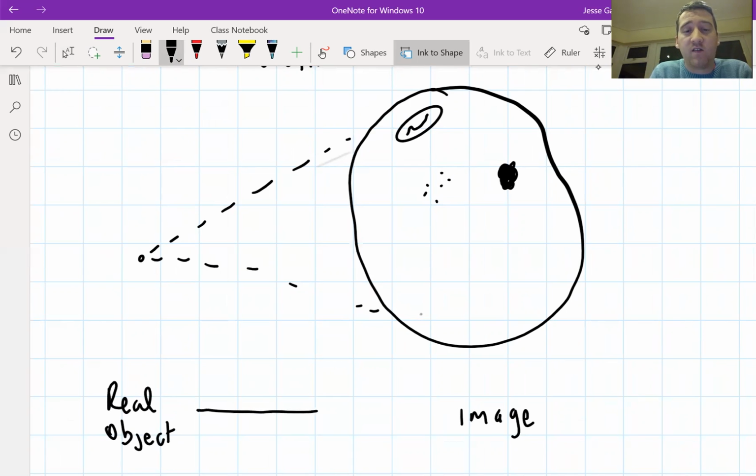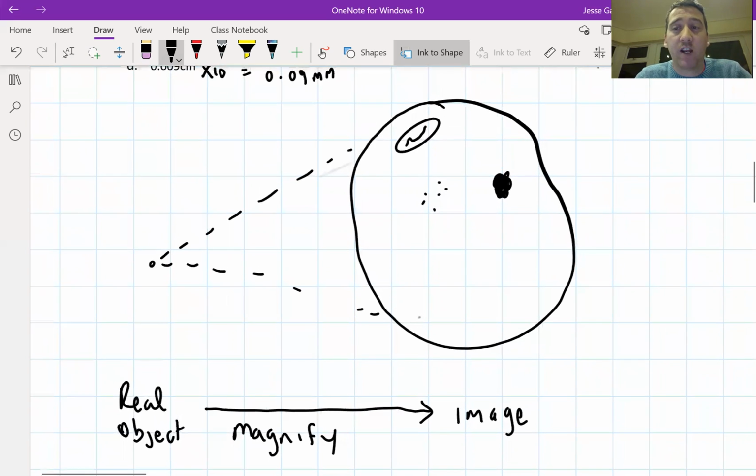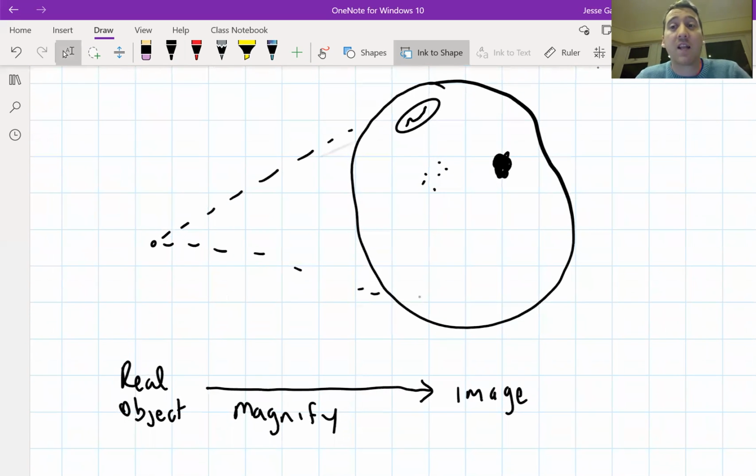Now, this process of going from a real object and making an image that looks bigger, we say that we have magnified the object. So we magnify the object and we make an image which looks bigger than the object. Of course, we don't take the object and really make it bigger because that would be some kind of crazy magic that doesn't exist. We can't magically make an object bigger, but we can make it look bigger if we magnify it.